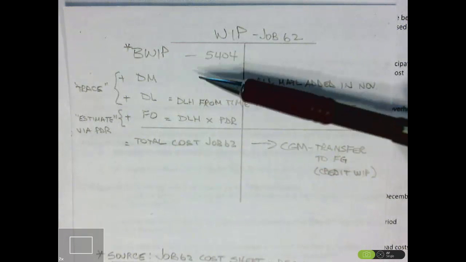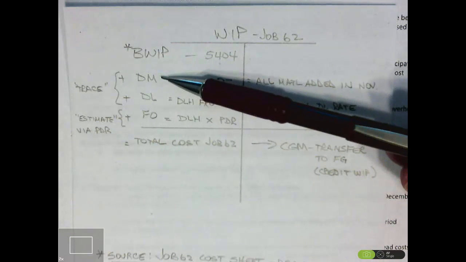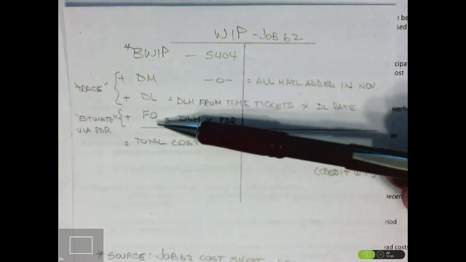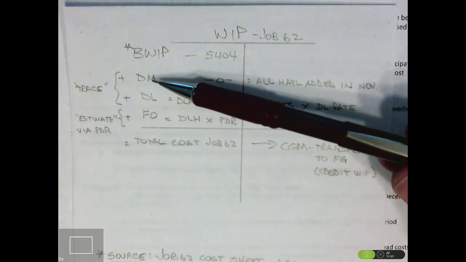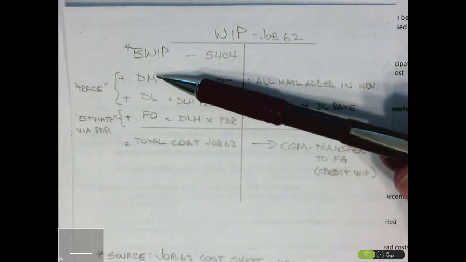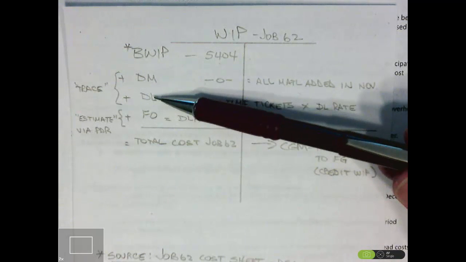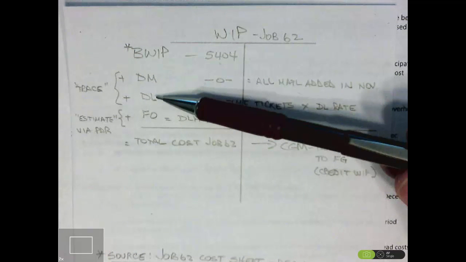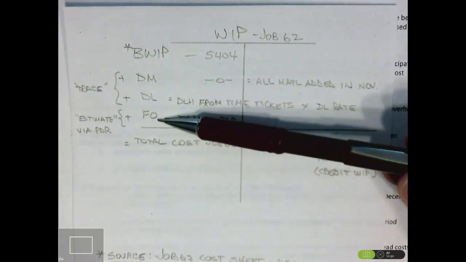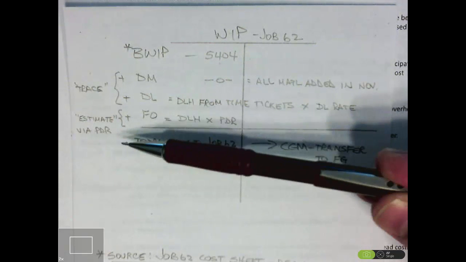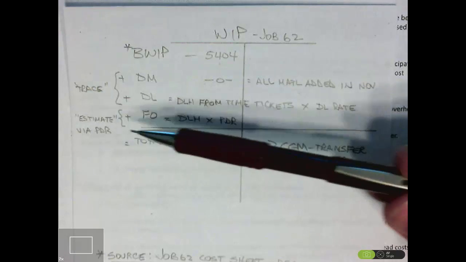And then we need to add direct materials, direct labor, and factory overhead. Direct materials will come from the materials requisition information, and direct labor will come from the time tickets. Factory overhead is estimated using a predetermined rate, a PDR, that's developed at the beginning of the period.